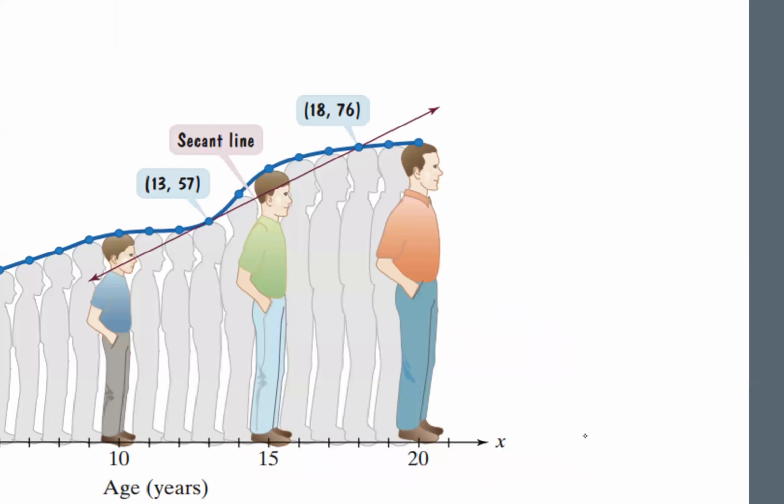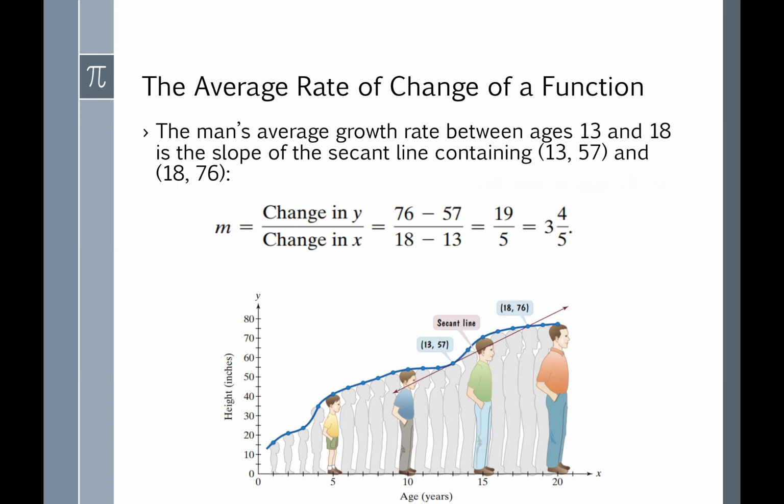So we're going to find the slope, if PowerPoint will cooperate. To find the slope, we find the change in y over the change in x. So we take 76 minus 57, which is 19, over 18 minus 13, which is 5. So we find 3 4/5. So what does this mean? It means on average, from age 13 to 18, this guy grew 3 4/5 inch per year on average.